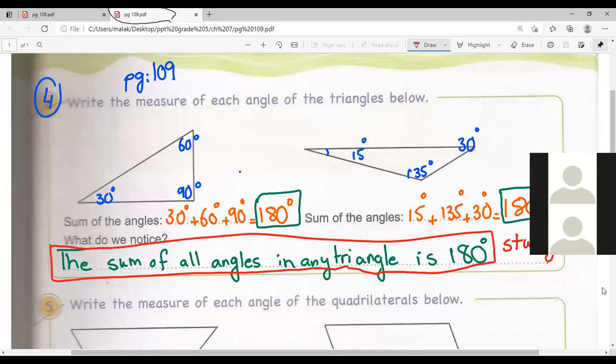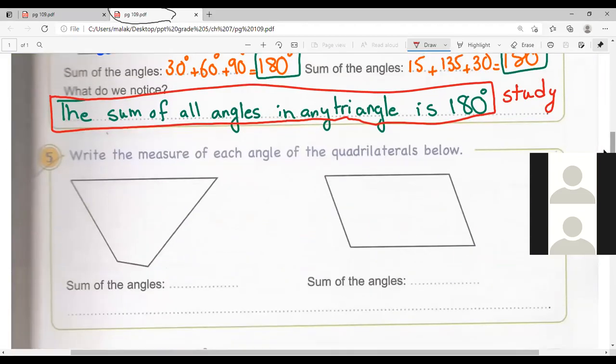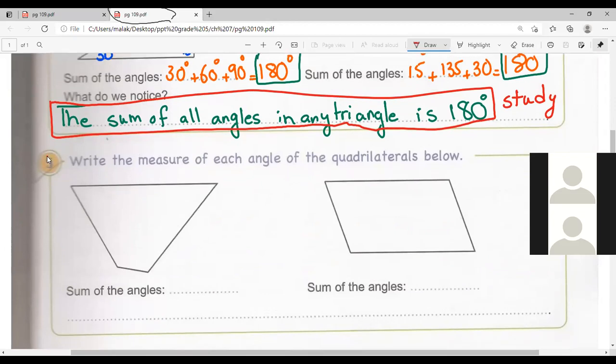Yeah, let's continue. So the sum of all angles in any triangle is 180 degrees. Okay, let's check the quadrilateral. How many angles in each quadrilateral? Four. Excellent. 1, 2, 3, 4.